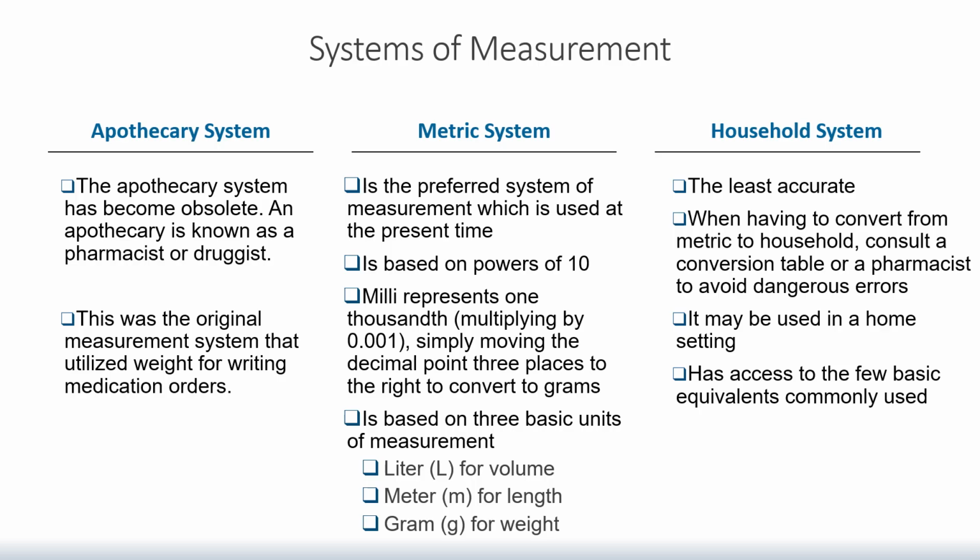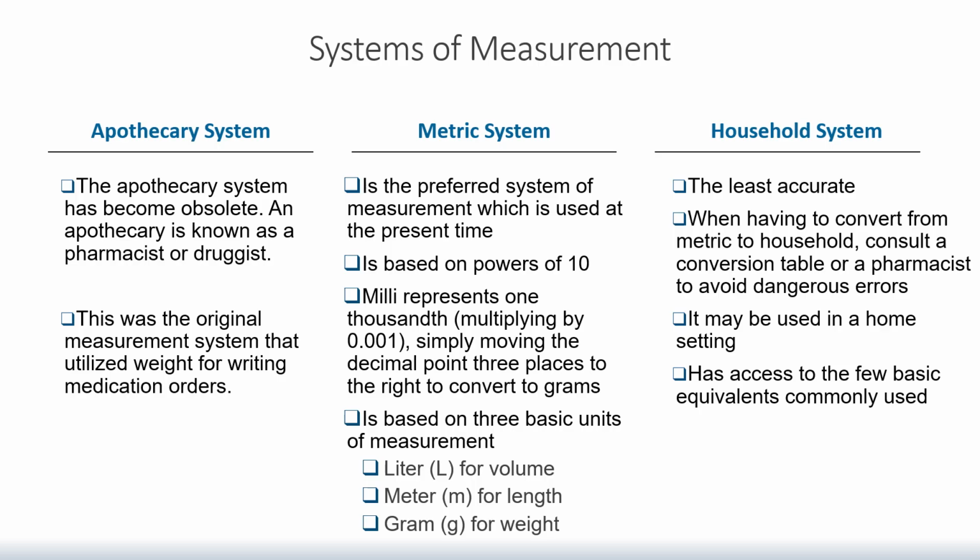The metric system is the most preferred system of measurement which is currently used. It's based on the powers of 10. Milli represents 1,000th, multiplying by 0.001, simply moving the decimal point 3 places to the right to convert to grams. This is based on 3 basic units of measurement: liters, meters, and grams.